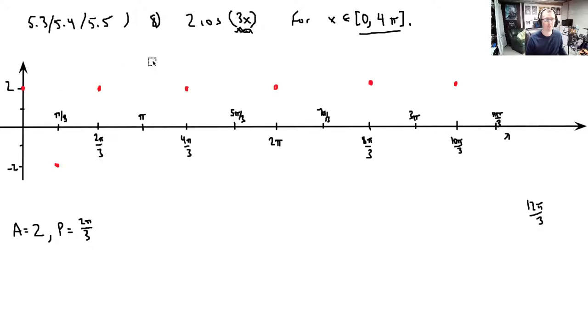Boom. Oh, the wonders of computers. This is amazing. Okay. I forgot that you can resize and zoom. Okay, we're good. So where's 12 pi over 3? It's right about here. 12 pi over 3, which is exactly 4 pi.